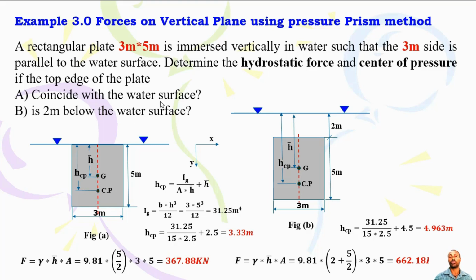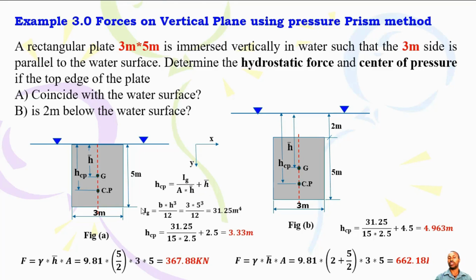So how do you compute? You have a rectangular cross section, 3 meters by 5. So 5 meters is immersed vertically, and 3 meters is parallel to the water surface. So how do you compute H bar, HCP, center of pressure, G, etc.? Let us see. The first solution: you can have HCP, which is just the center of pressure, equal to IG, the moment of inertia about the center of gravity of the plate, divided by A times H bar, plus H bar.